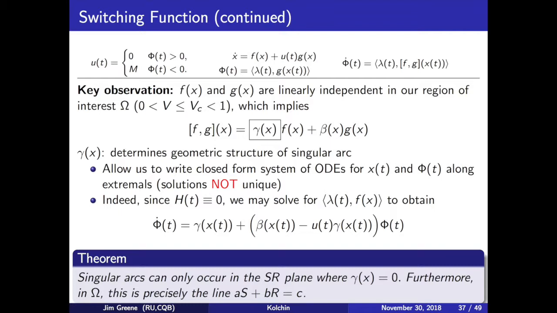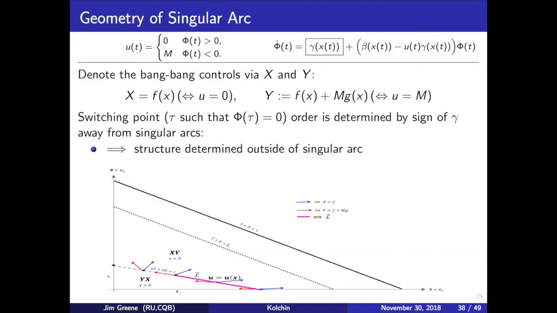Okay, so this tells us, this is a theorem then, that singular arcs can only occur where gamma is equal to 0. And I can compute gamma explicitly. In fact, gamma is some function, but some positive function times essentially a line. So the singular arcs can only occur on a line in the SR plane, and I know exactly where that line is. So maybe just as a picture, maybe denoting the 2 extremal vector fields, so no treatment and full treatment by x and y respectively.